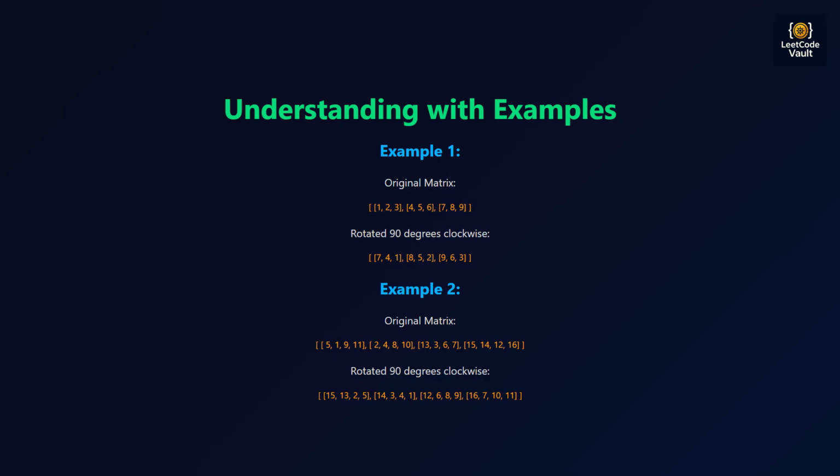Understanding with examples. Let's understand this with a simple example. Imagine a 3x3 matrix: 1, 2, 3, 4, 5, 6, 7, 8, 9. After a 90-degree clockwise rotation, what do we expect? The first row, 1, 2, 3, becomes the first column in the rotated matrix, but in reverse order. So it becomes 7, 4, 1. Similarly, 4, 5, 6 rotates to 8, 5, 2, and 7, 8, 9 rotates to 9, 6, 3.